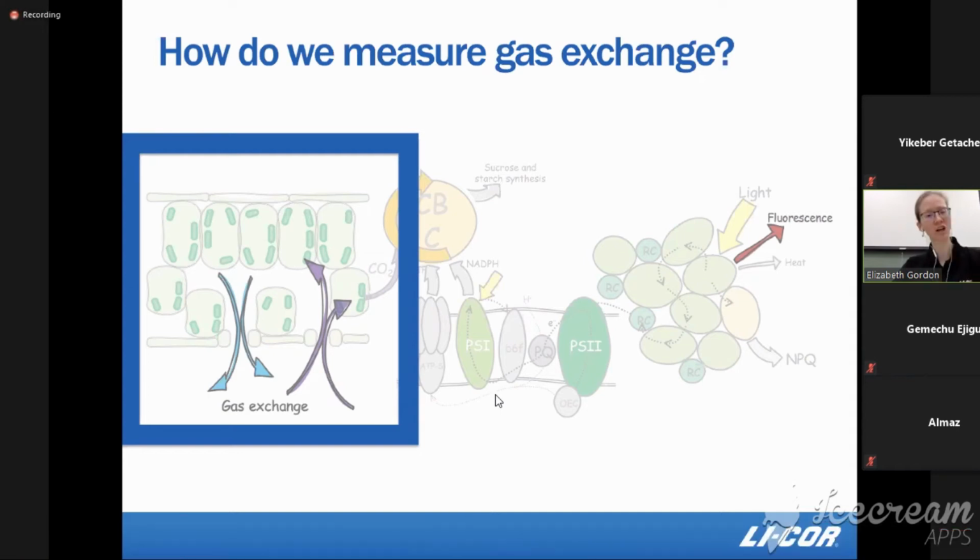and there's electronics, and all of those things go together so that the numbers that we get out of the instrument are something that we understand and can trust. So let's talk about gas exchange. How do we measure gas exchange?